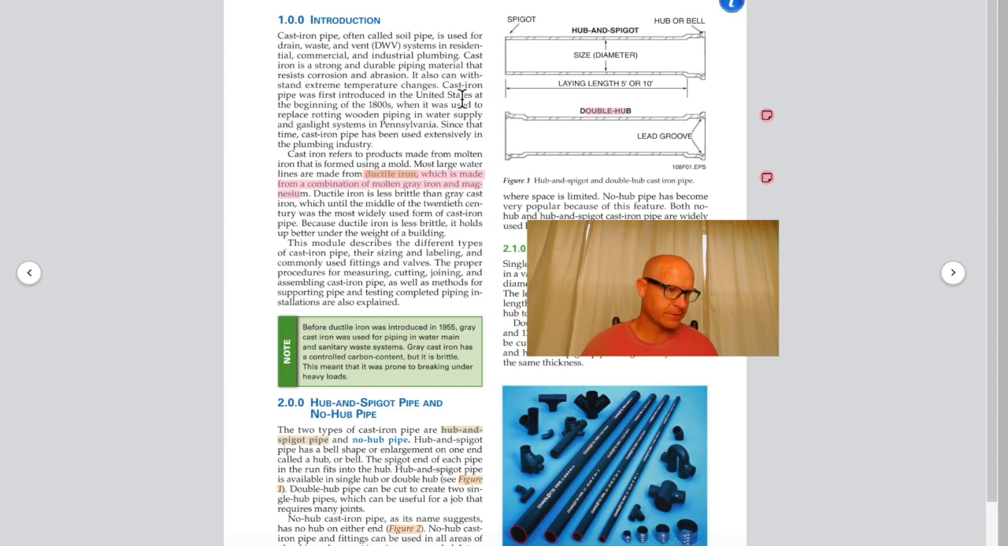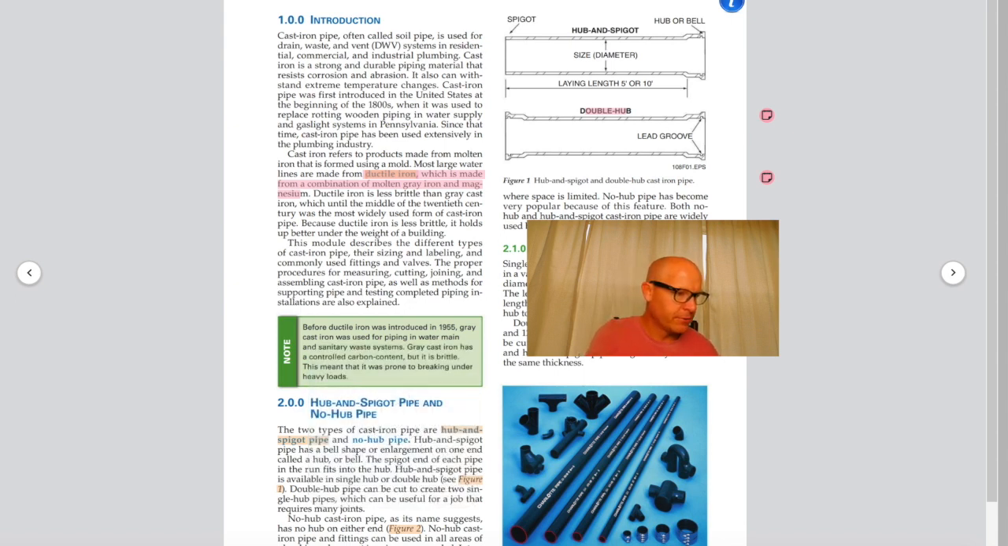Cast iron pipe was first introduced in the United States at the beginning of the 1800s when it was used to replace rotting wooden pipe in the water supply and gas light systems in Pennsylvania. Since that time, cast iron pipe has been used extensively in the plumbing industry.